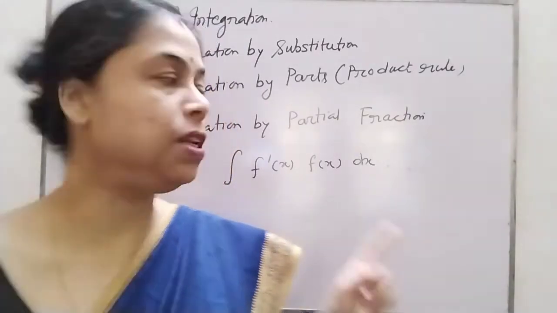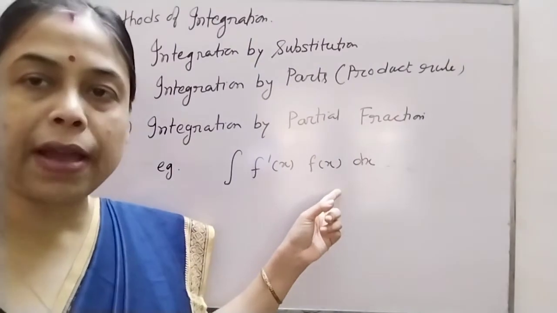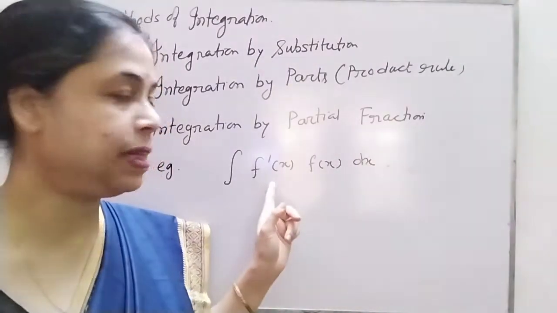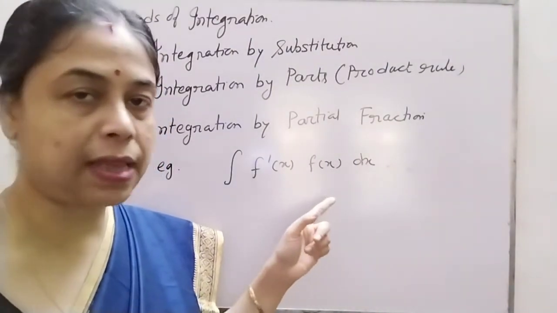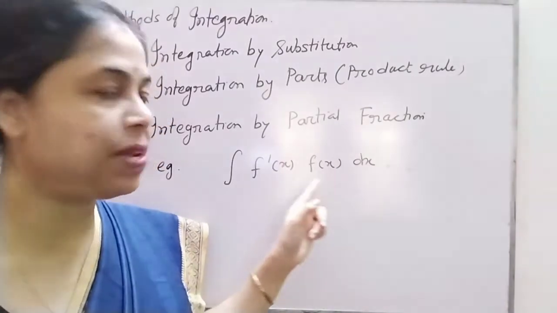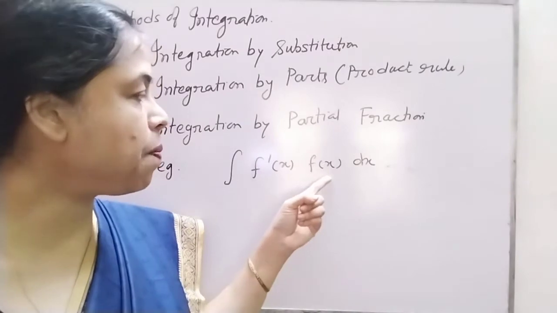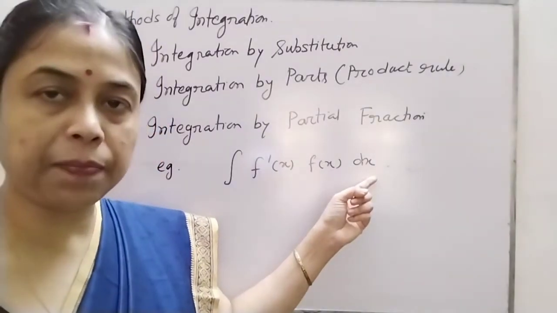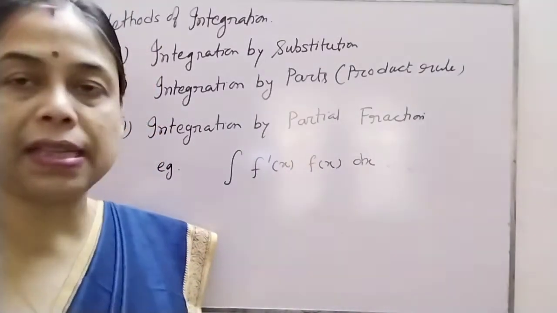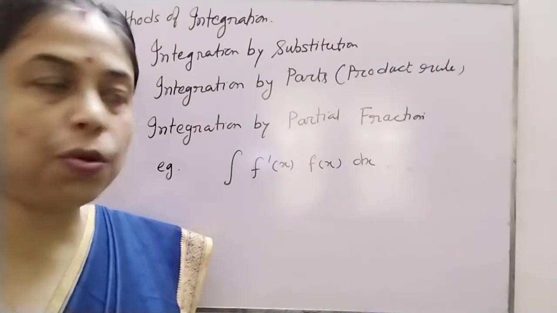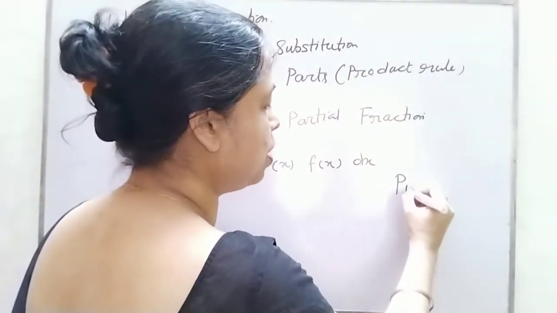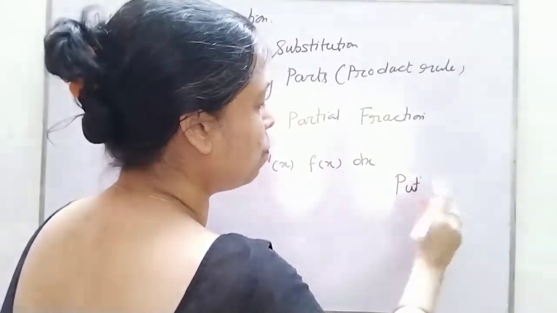Now you see in your case, the derivative of f x is f dash x. We know it. d/dx of f x is f dash x, and d/dx of f dash x is f double dash x, the second derivative. So you see the derivative of f x is present in the integrand, but the derivative of f dash x is not present. So what to do? We have to use the substitution.